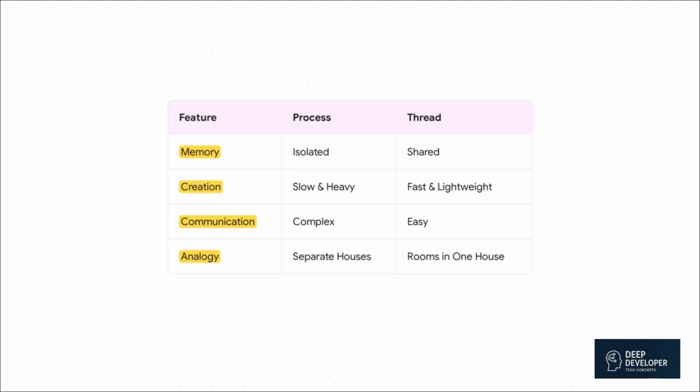Let's use an analogy here because it makes it crystal clear. A process is like a separate, standalone house. It's got its own address, its own walls, its own plumbing. It's very secure and isolated, but building a whole new house is slow and expensive. Threads, on the other hand, are like different rooms inside that one house. They all share the same foundation and utilities, which makes adding a new room super cheap and fast. And of course, it's way easier for people to talk to each other when they're in the same house.